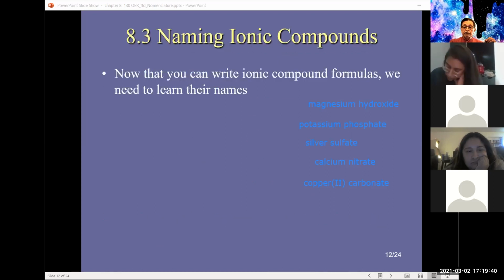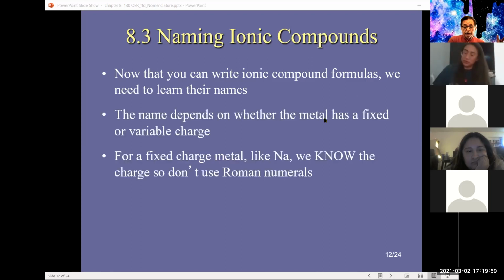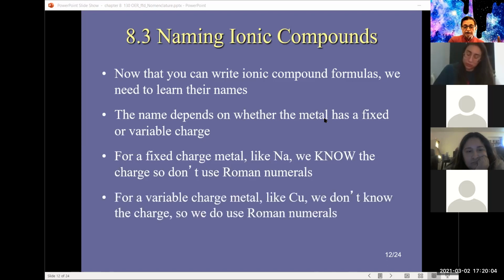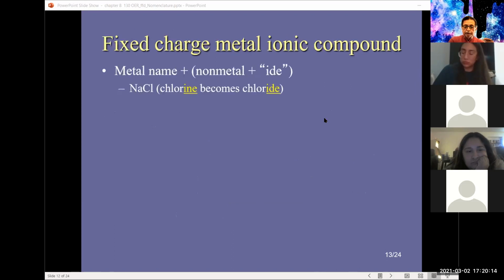All right, let's clear this up. Now we're gonna learn to write ionic compound formulas. So we need to learn the names, which I've been introducing to you as we come along. Some of this may be a rehash, some may not. Best thing to do is really just to jump in there and do some examples. And remember that there are the fixed charge metals and the ones that are variable charge, where we need to use Roman numerals.